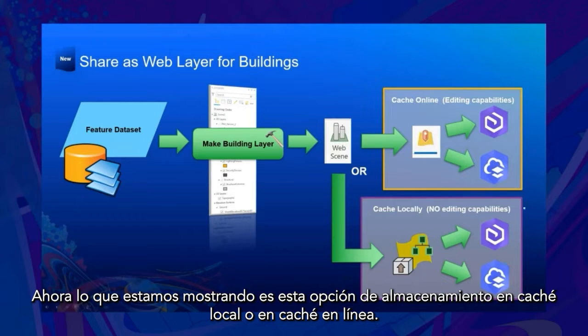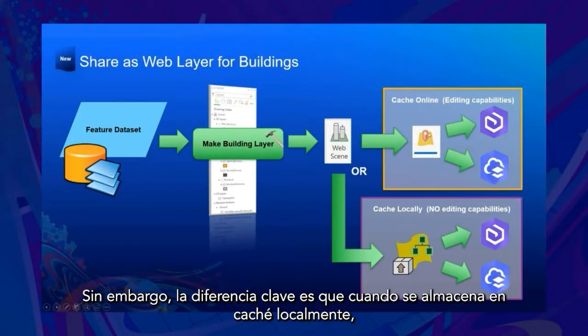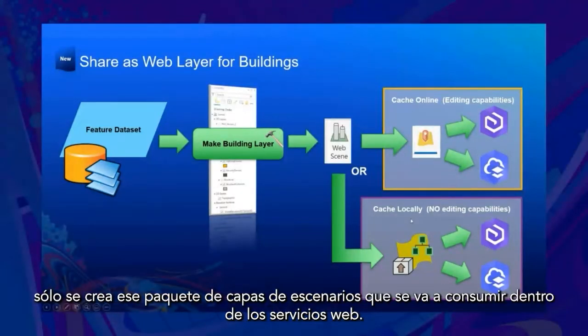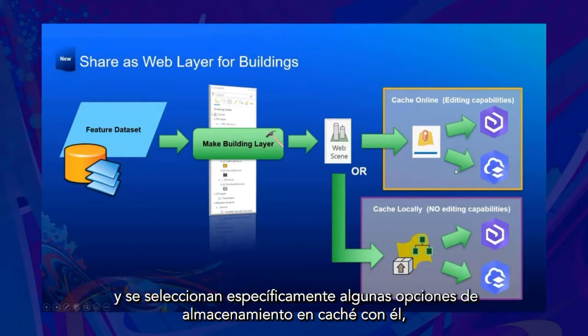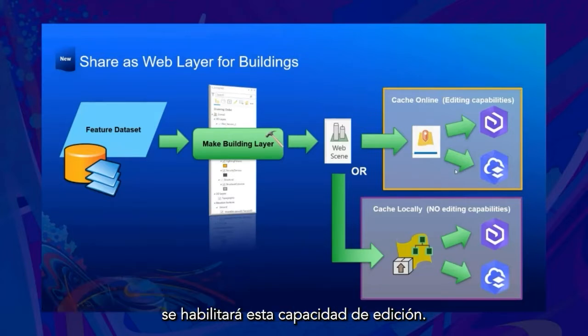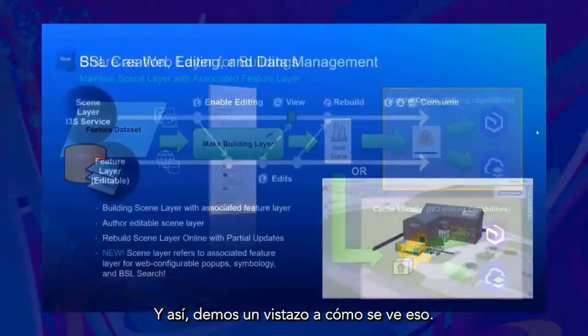Now, what we're showing is this option of caching it locally or caching it online. Now, the key difference there is when you're caching it locally, it is just creating that scene layer package that's going to be consumed within web services. But if you decide to cache it within Online and specifically select some caching options with it, you will enable this ability for editing. And so let's take a look at what that is like.